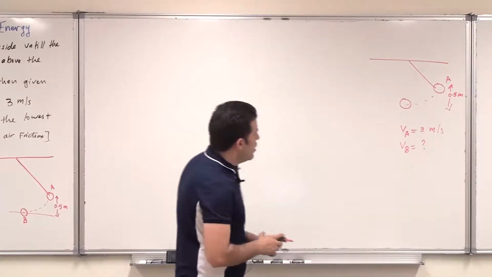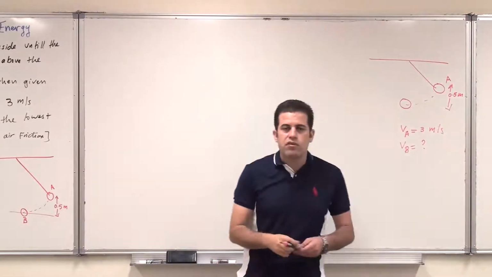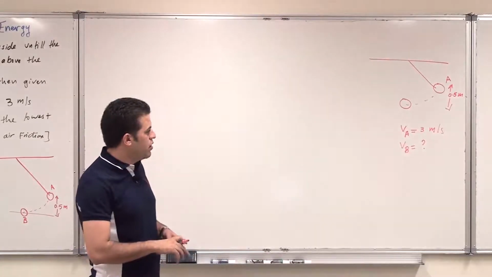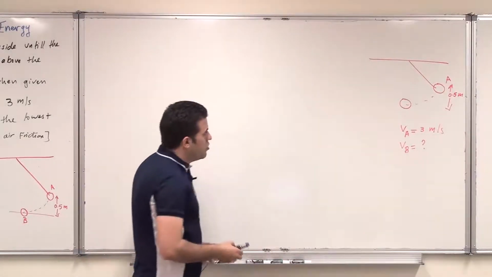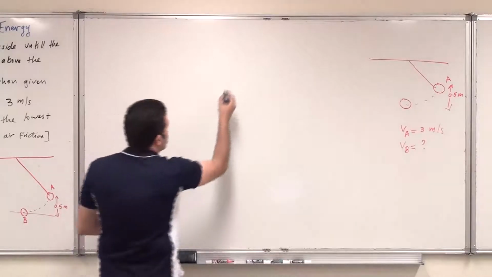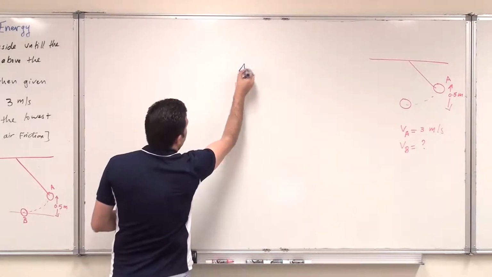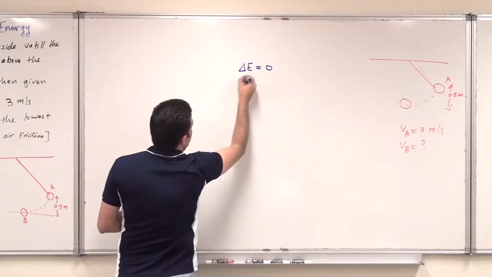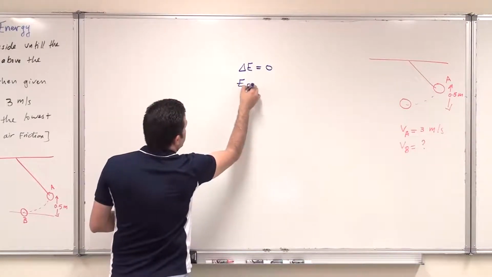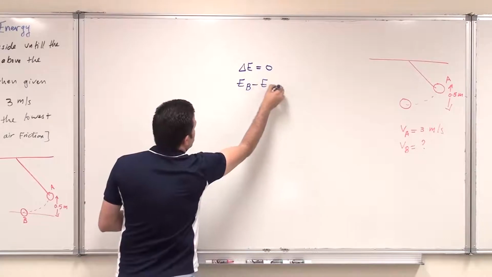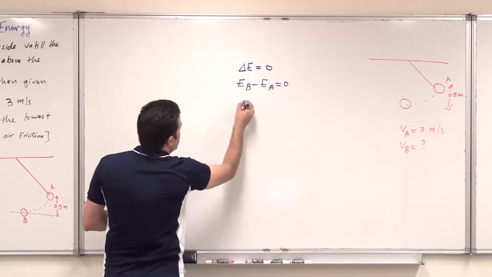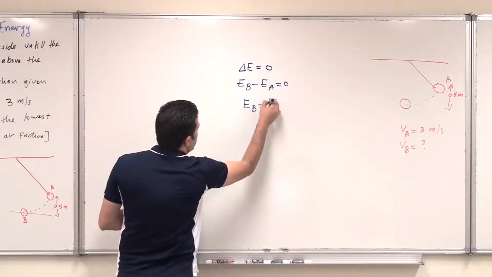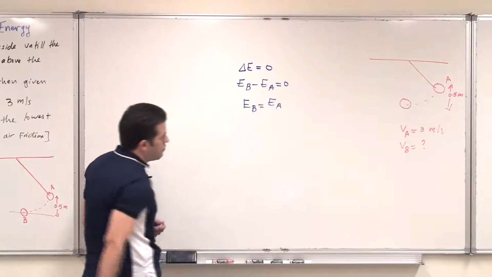Now, since at the end of the question it says neglect air friction, I can use the conservation of mechanical energy law. Delta E should equal 0, or EB minus EA should equal 0, which gives that the mechanical energy at B should equal the mechanical energy at A.